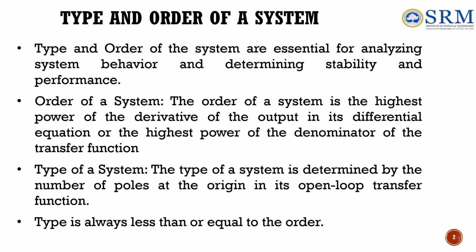The type of a system depends on how many poles are exactly at 0 in the open loop transfer function. These poles at the origin affect how the system responds to inputs like steps or ramps. One important point is that the type can never be greater than the order. It's always less than or equal to the order. Understanding the type and order of the system helps us predict the system's steady state error and stability.